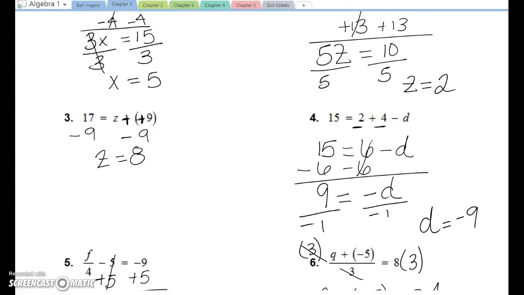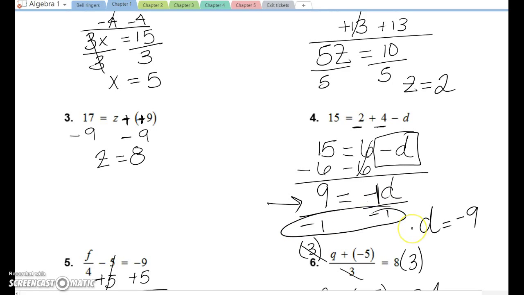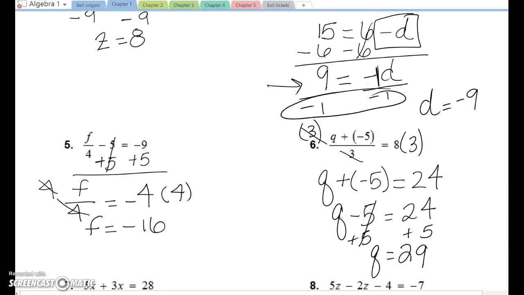I want to point this out. See this D, this negative D right here? We need to remember that is a negative 1 in front. So when you get down to this step right here, you have 9 equals negative d. There's a 1 here, so you're going to divide both sides by negative 1, so that way we have a positive d. Okay, number 6, you should have gotten 29.